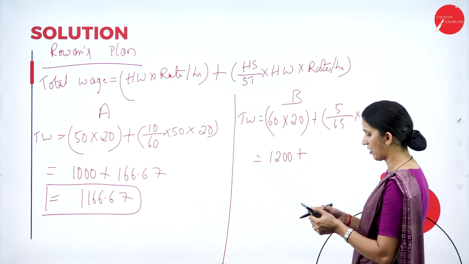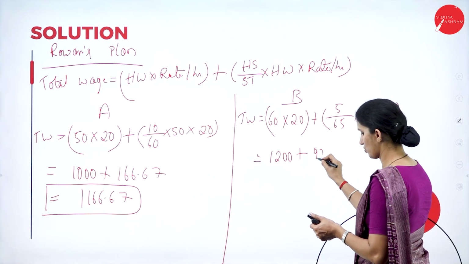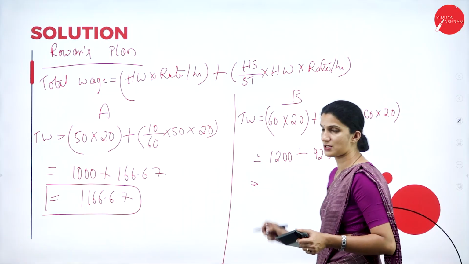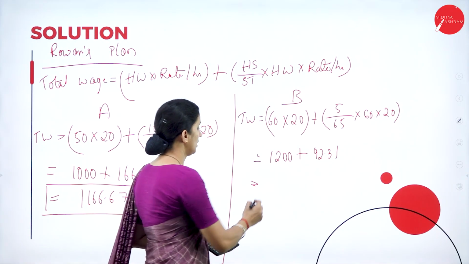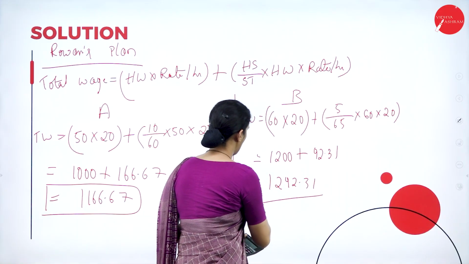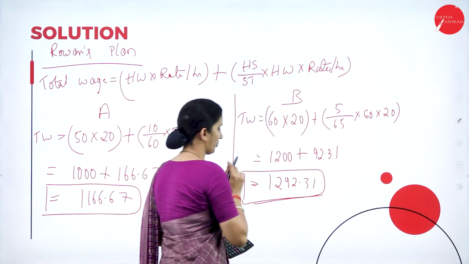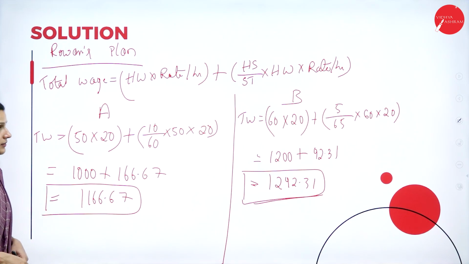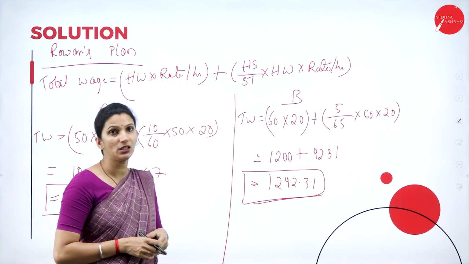So the bonus amount is 92.31. So his total wage comes to 1,292.31. This is his total wage under Rowan's plan. This is how we calculate the total wages for both workers.